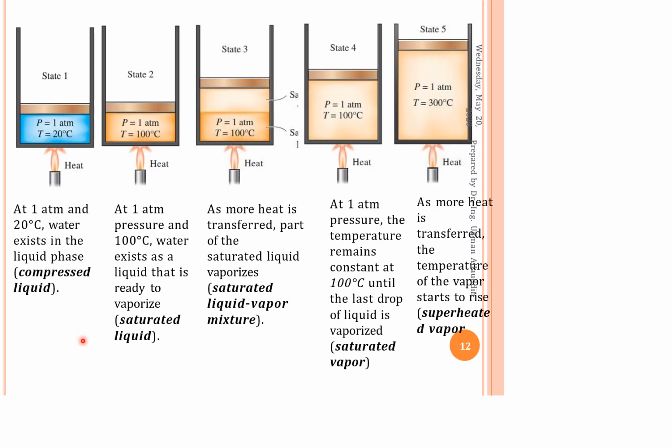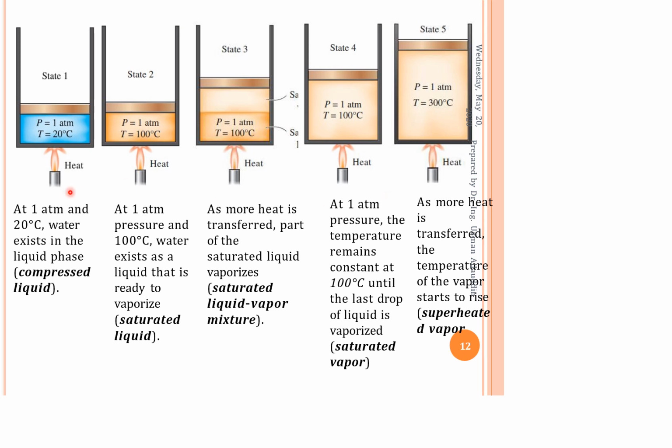So here we have different stages, but one thing in common is pressure. We have the same pressure throughout the process, but our temperature at the beginning is increasing, in between it remains constant, and at the end we increase it again. So temperature is varying throughout the process, but pressure is constant.